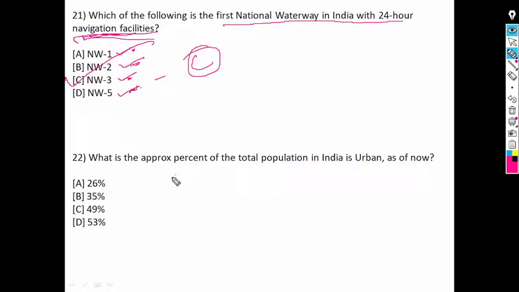What is the approximate percentage of the total population of India that is urban as of now? 26, 35, 49 and 53. It is your 35 basically.